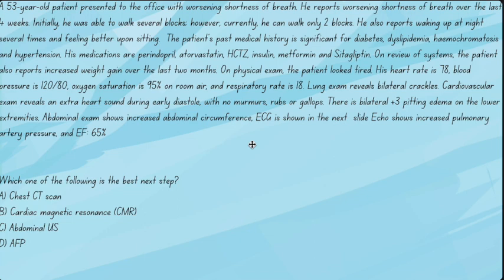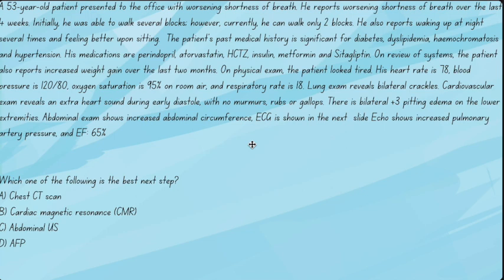On review of systems, the patient also reports increased weight gain over the last 2 months. Physical exam shows that the patient is looking tired. His heart rate is 78, blood pressure is 120 over 80, oxygen saturation is 95% on room air, respiratory rate is 18. Lung exam reveals bilateral crackles. Cardiovascular exam reveals an extra heart sound during early diastole with no murmurs, rubs, or gallops. There is plus 3 bilateral pitting edema on the lower extremities. Abdominal exam shows an increased circumference.